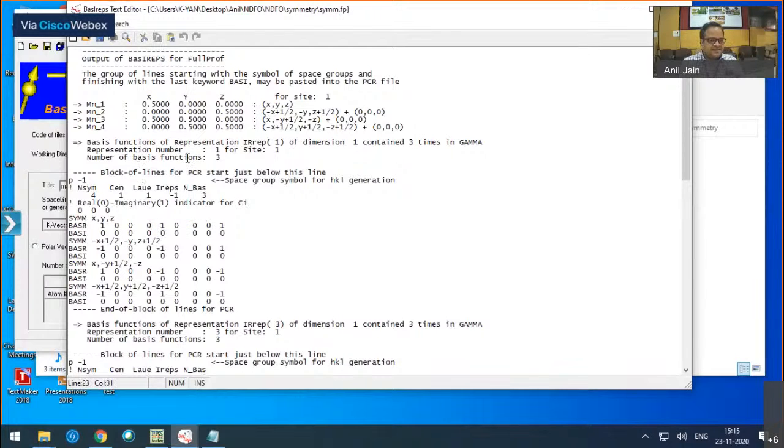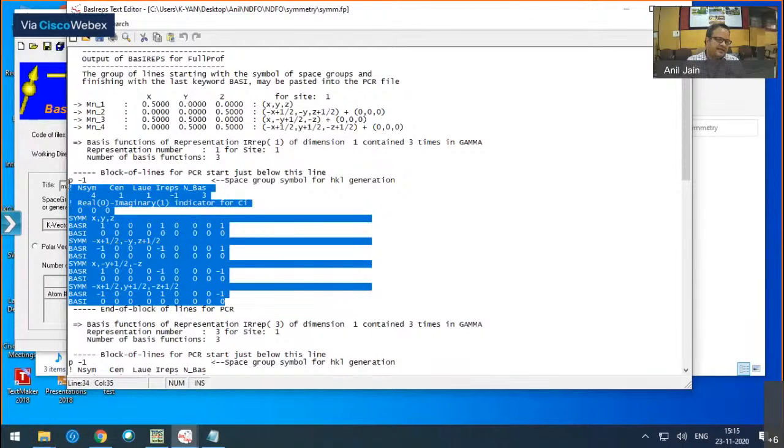So it writes this basis function of representation number 1 of dimension 1 contained 3 times in gamma. So these are 3 basis vectors. This program has given these basis vectors for you. Only what you have to do is copy and paste them in a PCR file, in a way which is compatible with this notation in terms of basis vectors.